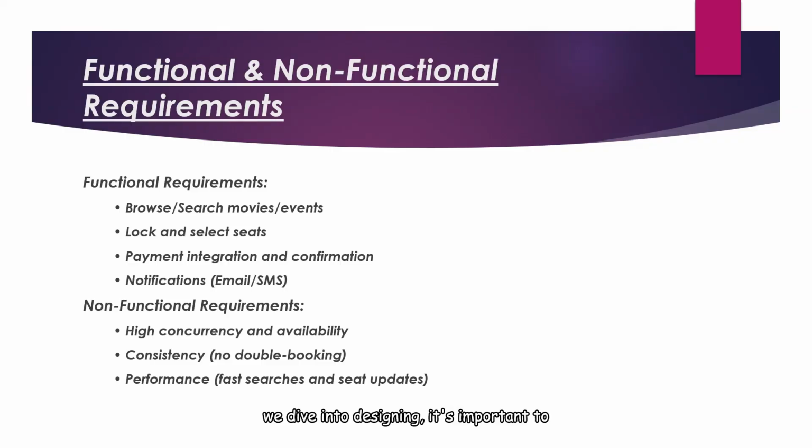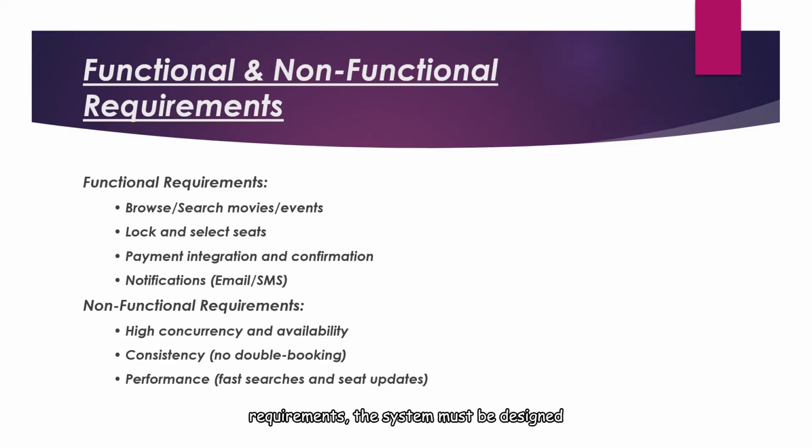Before we dive into designing, it's important to understand the requirements that drive the system's functionality. These can be categorized into functional and non-functional requirements. First, let's take a look at the functional requirements. The system must support browsing and searching of movies and events based on various filters such as genre, language, showtime, and location. It should allow users to lock and select seats, ensuring that no double booking can occur. Integration with payment gateways is essential for processing payments and confirming the bookings once payment is completed. Notifications need to be sent after booking confirmation, payment success, or cancellation.